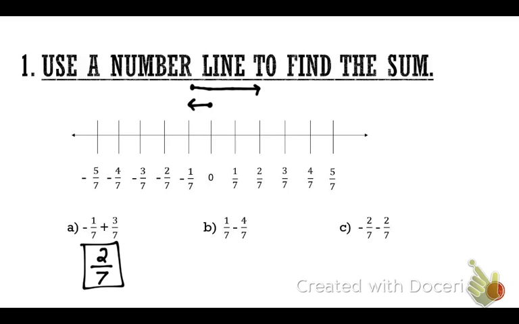Going on to the next one, we are going to go ahead and start again, always at the 0. Problem B is asking us 1/7 minus 4/7. So we will always start at the 0. I'm going to go over 1/7. Now that I'm at 1/7, which direction am I going?